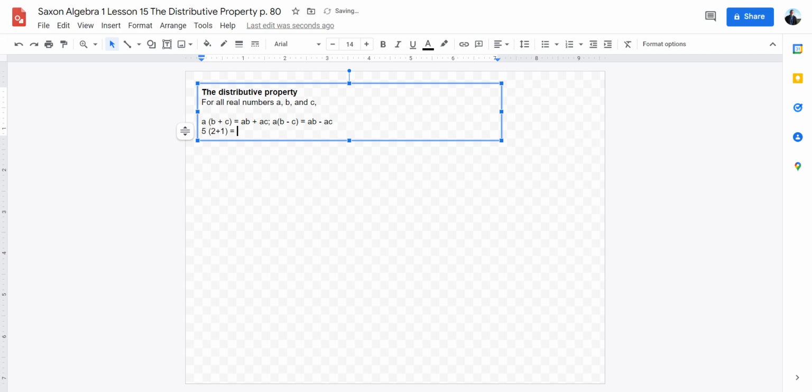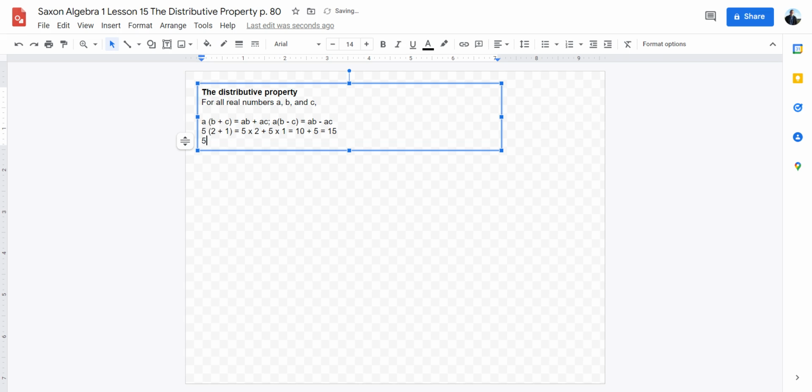Or we could use the distributive property, which allows us to do the multiplication first, but only if we multiply by every number in the parentheses. So it equals 5 times 2 plus 5 times 1. So that's going to equal 10 plus 5 equals 15. See how I got the same thing both ways there?